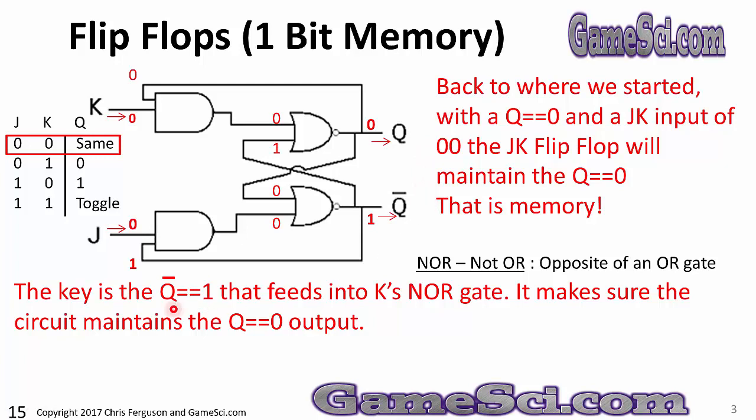The key is the Q naught equal to 1 that feeds into K's NOR gate. It makes sure the circuit maintains a Q equal to 0 output. See this 1 right here? As long as there is a 1 on this OR gate, not OR will be a 0, and this flip-flop will maintain a 0 state. The two zeros on the input means the other two inputs here have got to be 0. This line is what determines what the gate outputs.